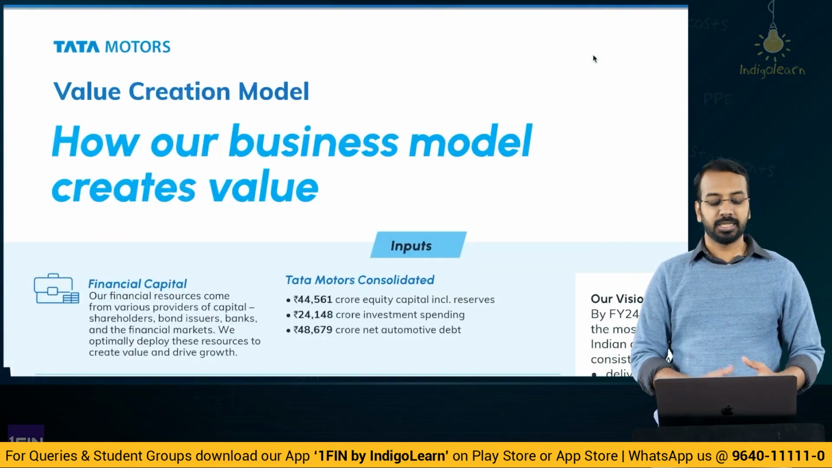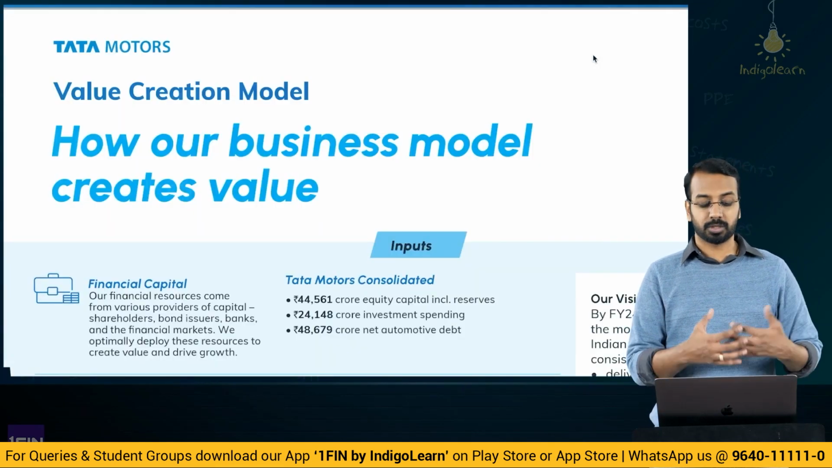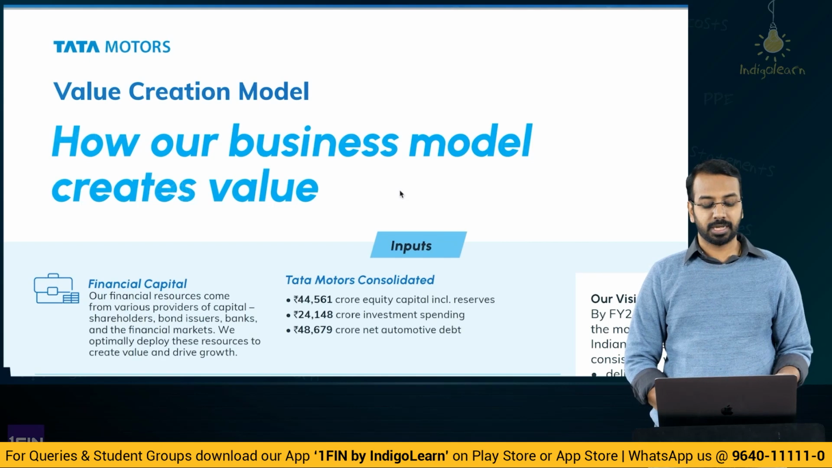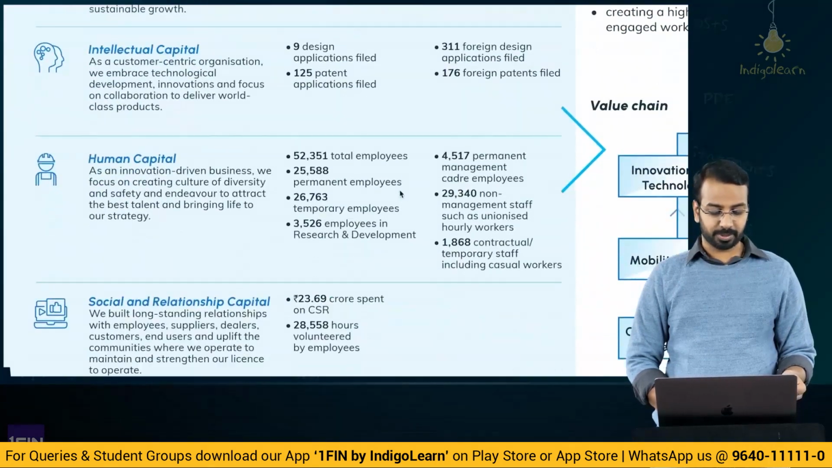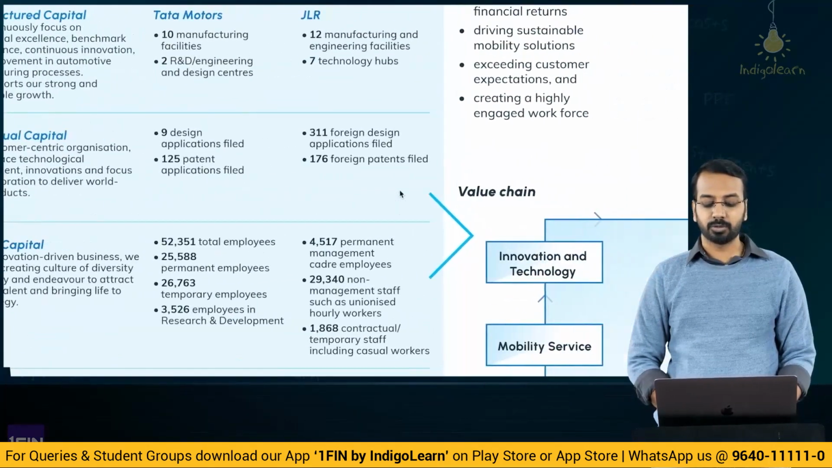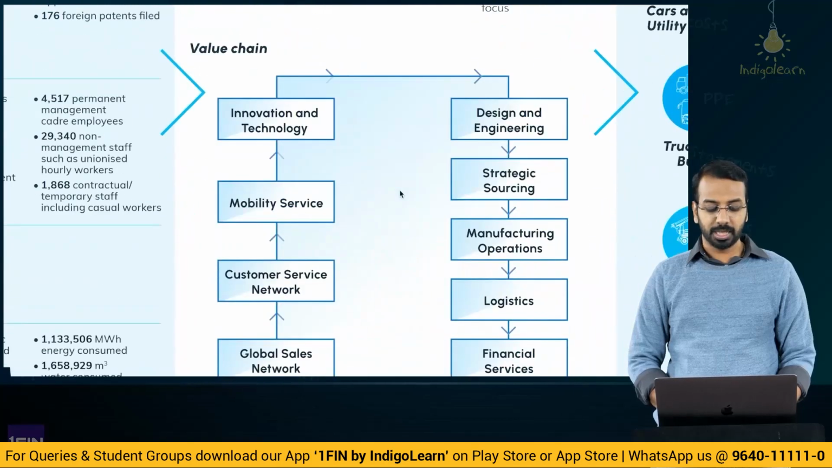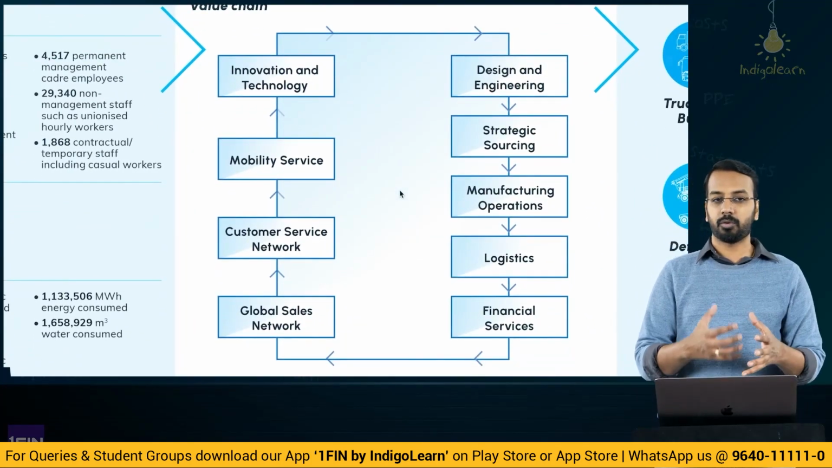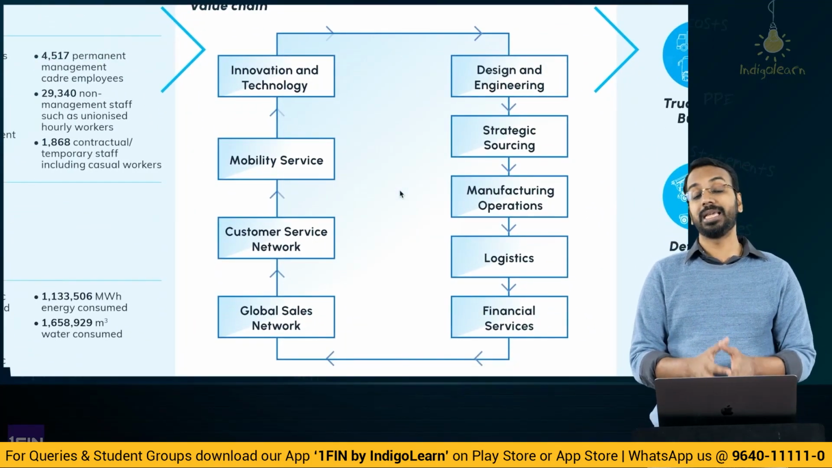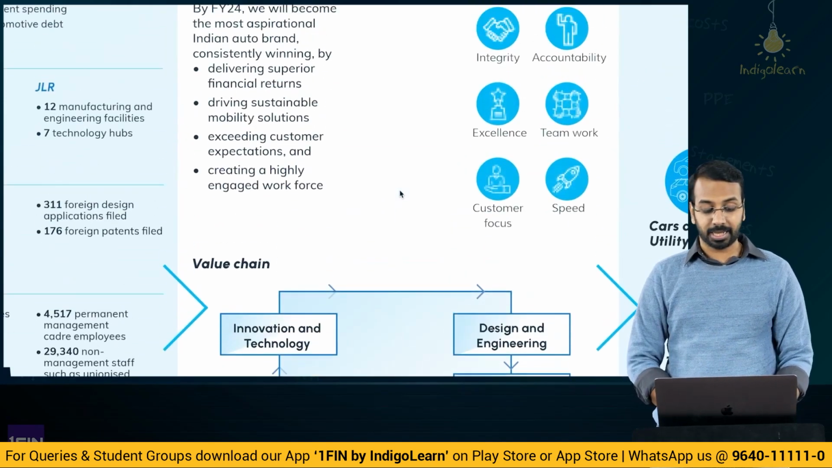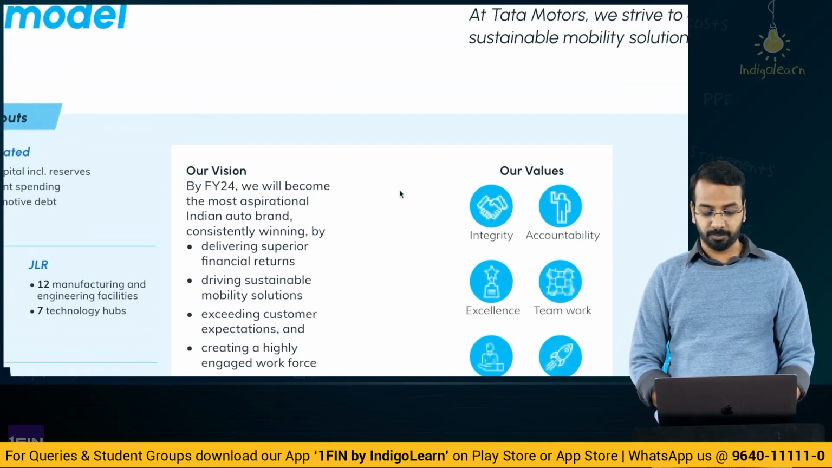right? Now, if you see this again, going back to the annual report or the integrated annual report, how value is created, these are the inputs, various capitals are the inputs. These are put through the value chain, of whatever is the value chain they use to create the final output. These are to be seen in the context of the vision, right?